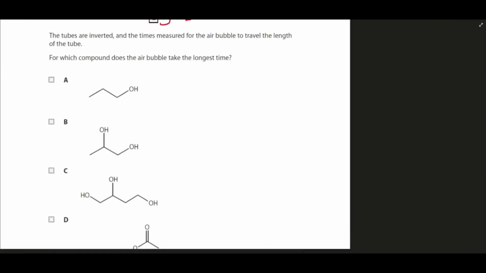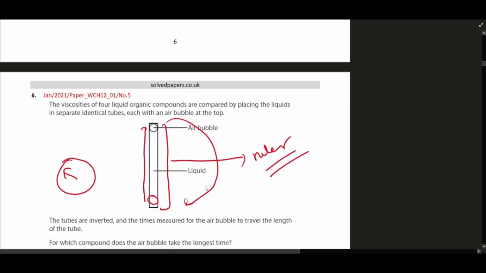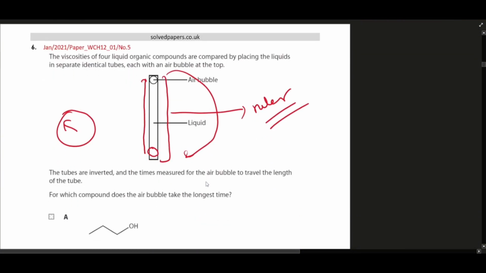Now, this is a nice question, by the way. It's kind of related to physics, I believe. Okay, now can anybody tell me what might be the correct answer? Look, viscosity basically means what? If the air bubble has more attraction towards the liquid molecules, don't you think it's going to take more time to reach its original position, right? So does it have a high viscosity? Yes, it has a high viscosity.